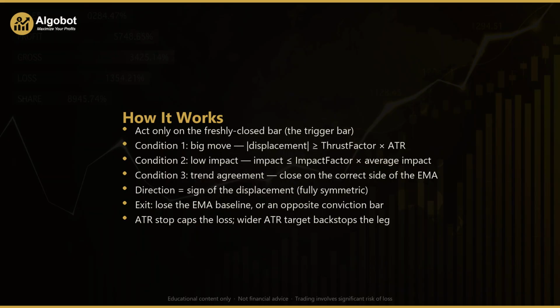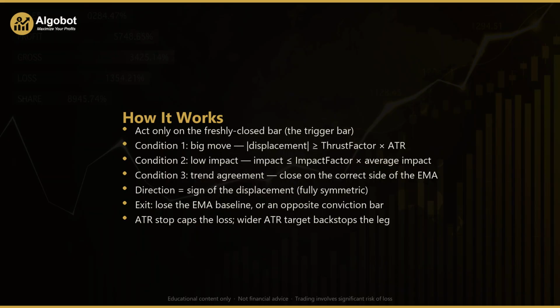The first condition is a significant directional move. The strategy measures the sign displacement of the trigger bar, simply its close minus the previous close, and checks whether the absolute size of that move is at least the thrust factor multiplied by the current average true range. By default, the thrust factor is 0.9, so the move must be about 9/10 of an ATR or larger. This filters out ordinary background noise and keeps only decisive bars.